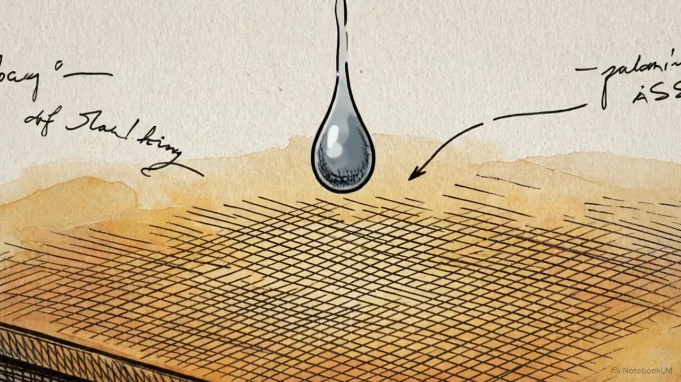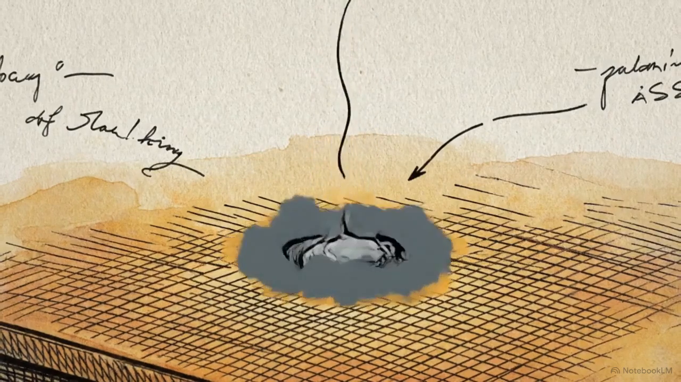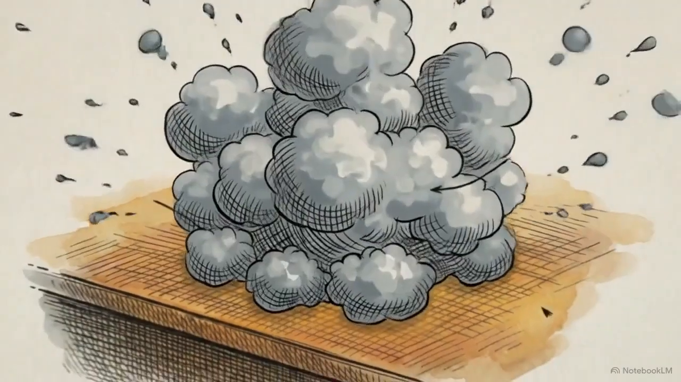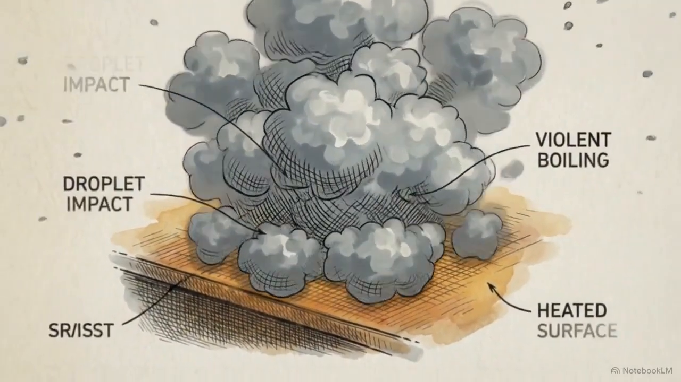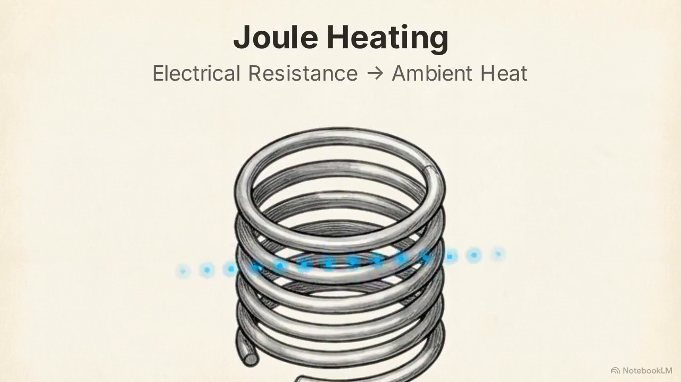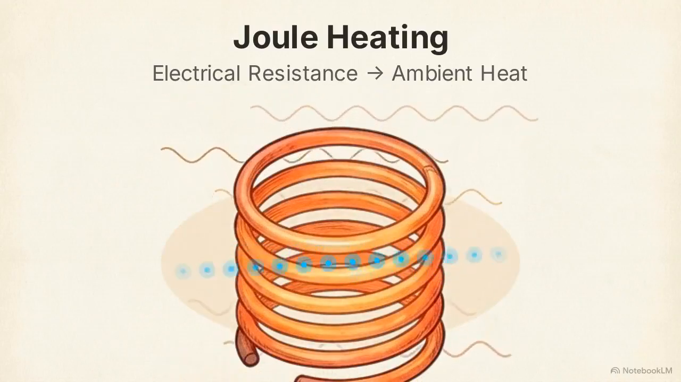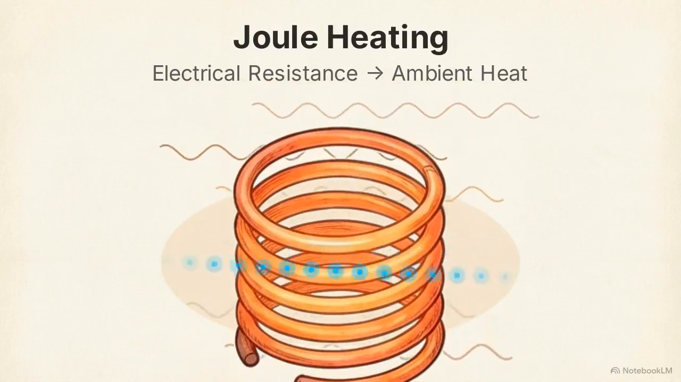Standard thermodynamic heating relies on thermal transfer. You apply kinetic energy from a hot element to a cooler object through direct conduction, or you use Joule heating, relying on the electrical resistance of materials like nichrome wire to generate ambient heat.